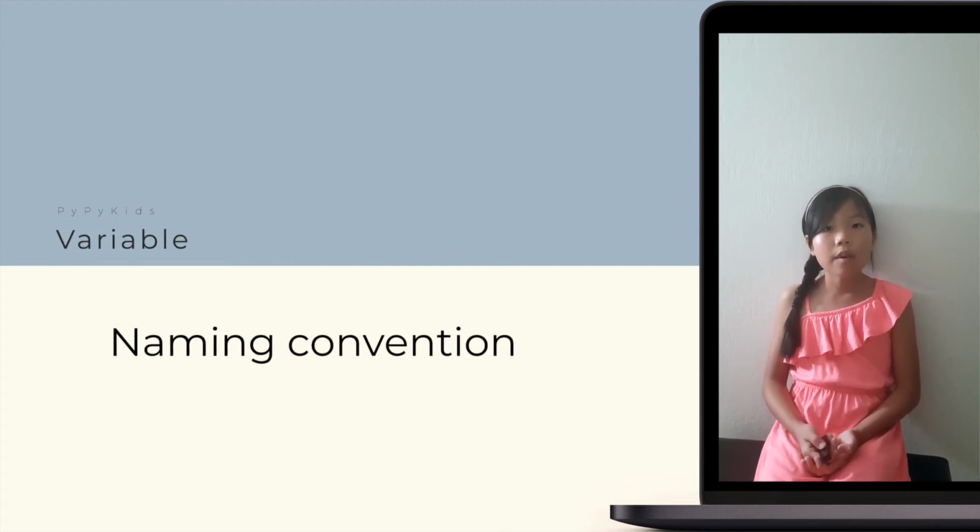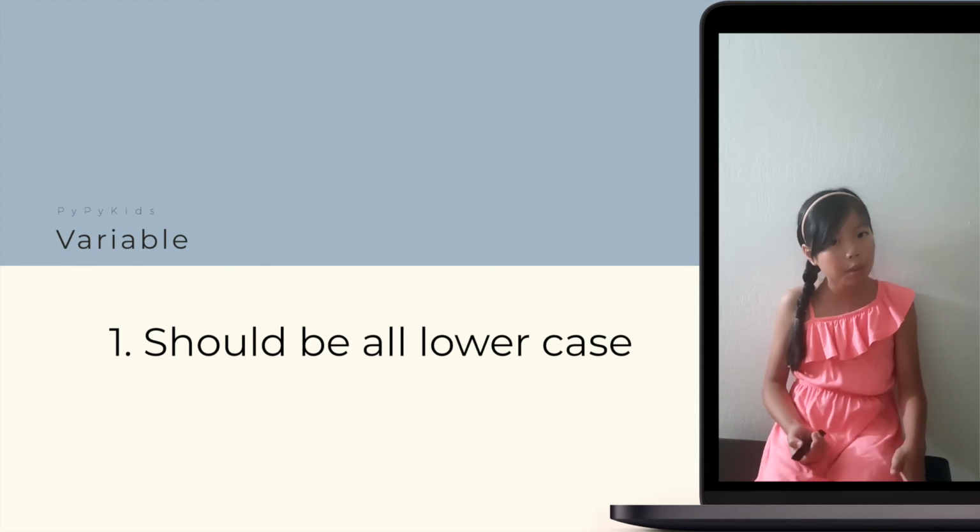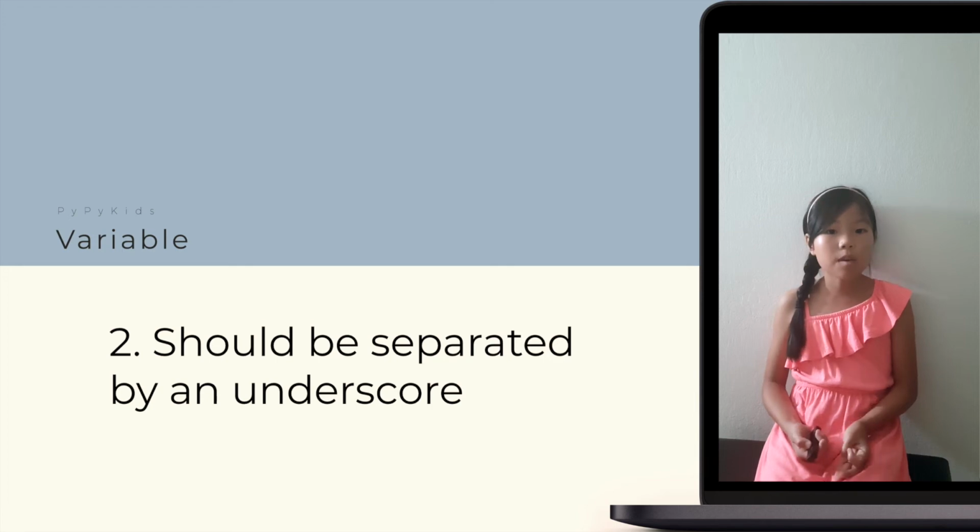These are the things you don't need to do. It's not an error, but if you do it, most of the good developers, software engineers, and most of the people use it. So number 1, it should all be lowercase. Number 2, if you're using more than one word, you should separate it by underscore.